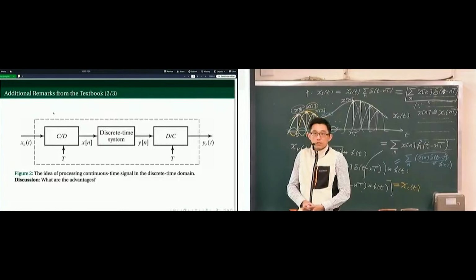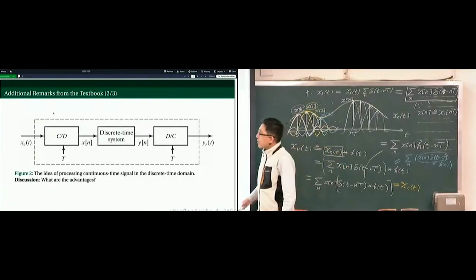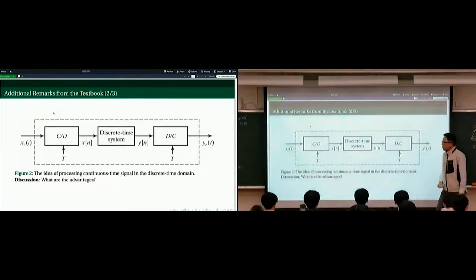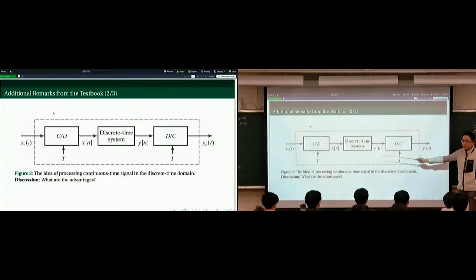There are certain circuits that you can purchase, that you can use. And we are going to assume that C to D, D to C are both ideal. And the rest of the semester, we are going to focus in the middle, because we know that when we put everything together this way, the result is a processor which takes continuous time input and produces continuous time output.